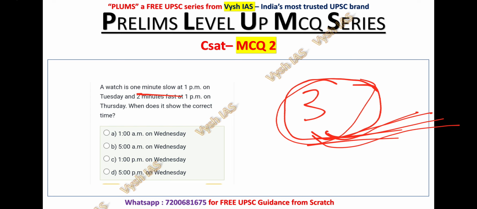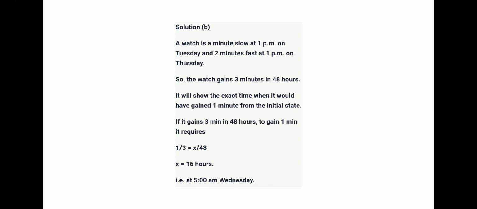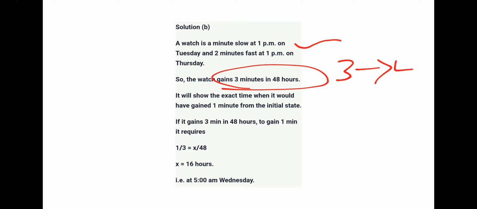So in order to get the correct time, it has to gain 1 minute from the initial state so that it will show the correct time. So the watch gains 3 minutes in 48 hours. It will show the exact time when it has gained 1 minute from the initial state. So from the initial state it has to gain 1 minute so that it will show the proper time.